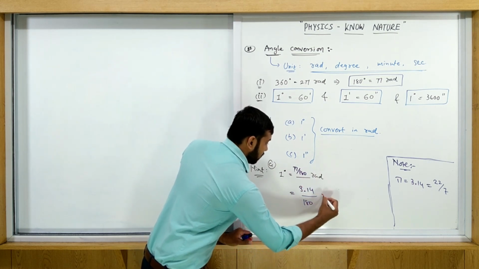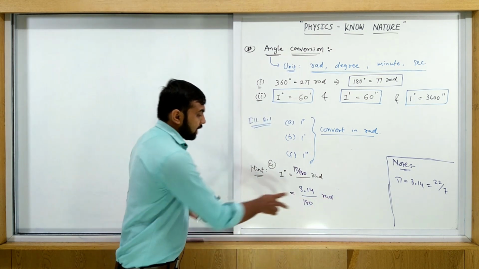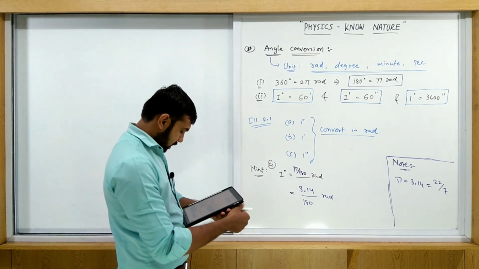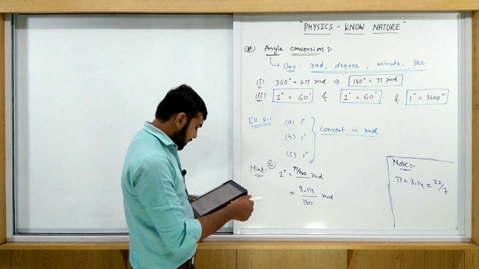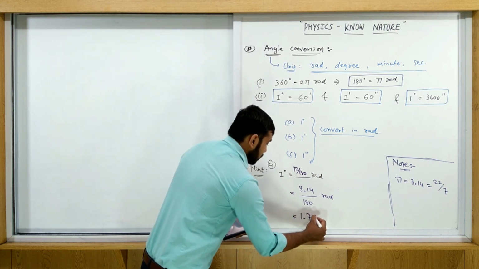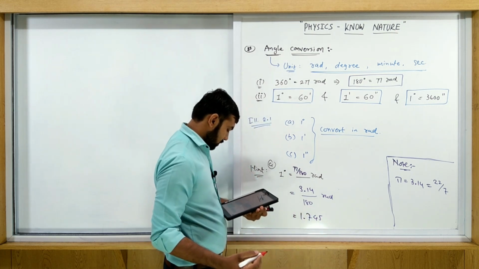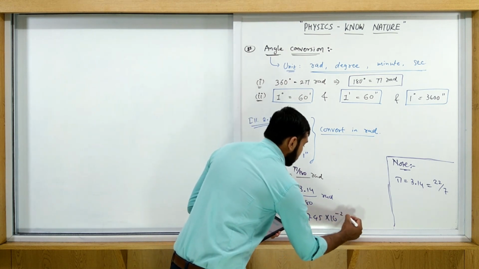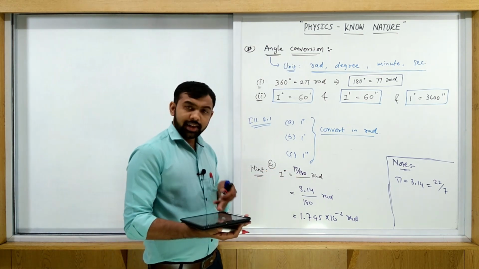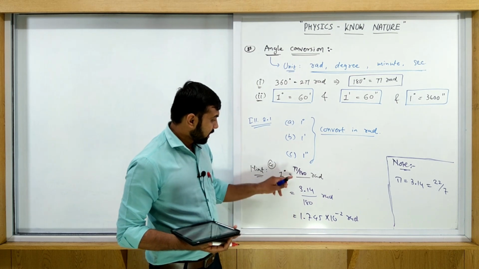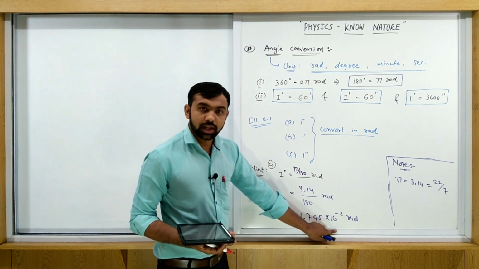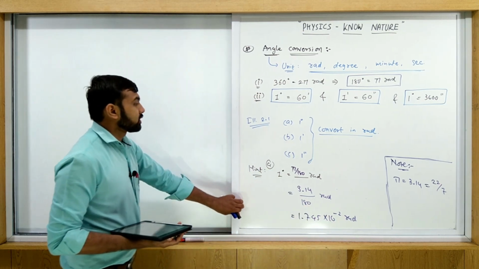3.14 upon 180 radian. If you calculate this in a calculator, you get this answer. It is equal to 1.745 into 10 raised to -2 radian. If you write this answer, it is okay, but in a textbook there is some simplification given. So finally, after putting pi equal to 3.14, you get this answer: 1.745 into 10 raised to -2 radian. Okay, let's come to the second example.